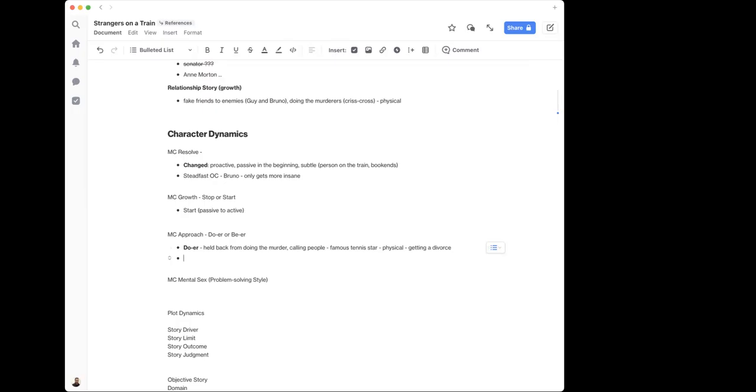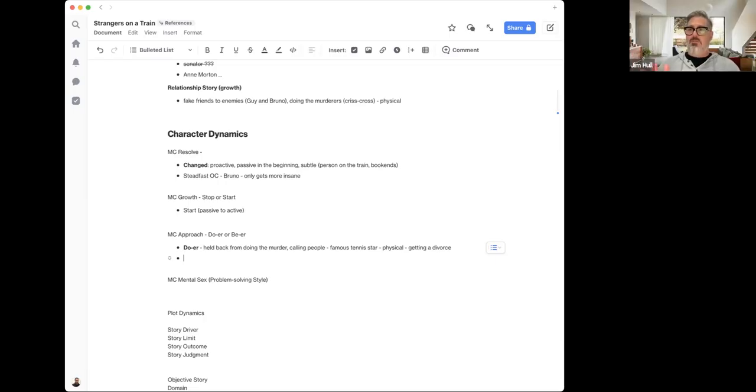I also know that in the past it comes up: if the main character is the doer, then the obstacle character is supposed to be a beer. It doesn't really work that way. Obstacle characters are not doers or beers. They're just there to challenge the main character to deal with their doer or beerness.